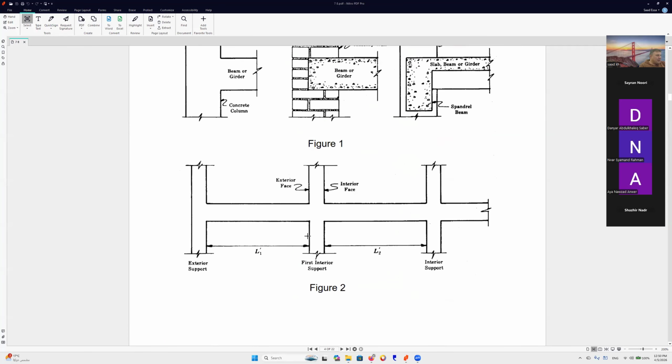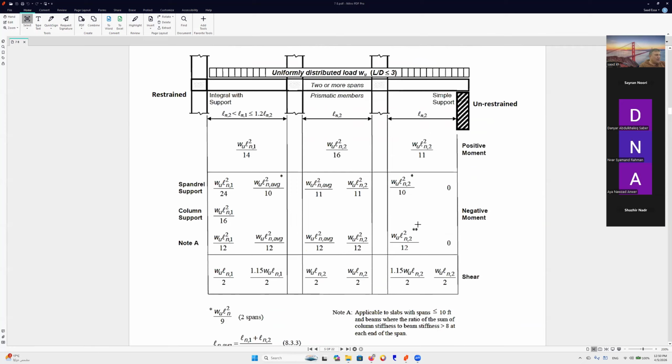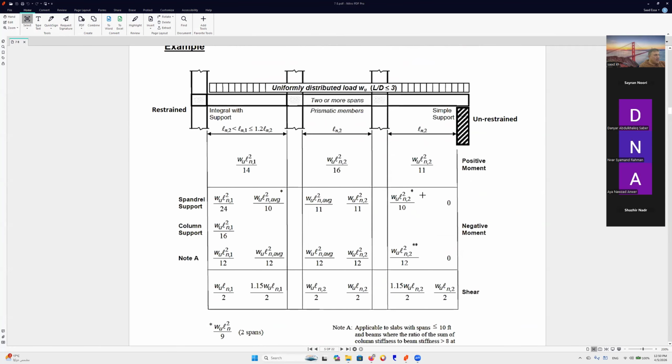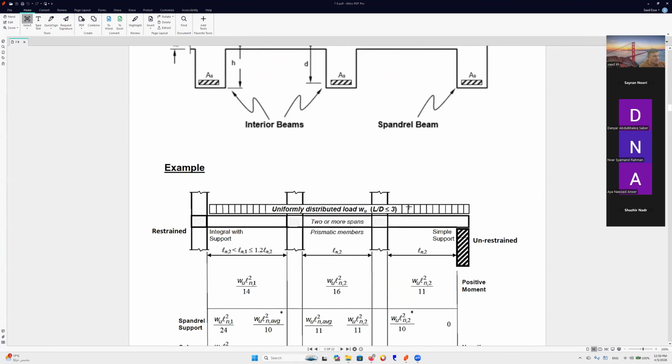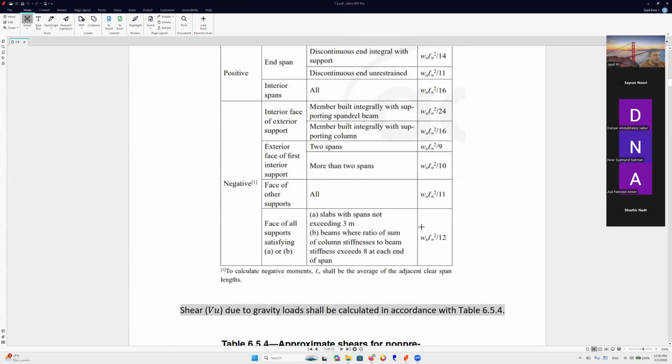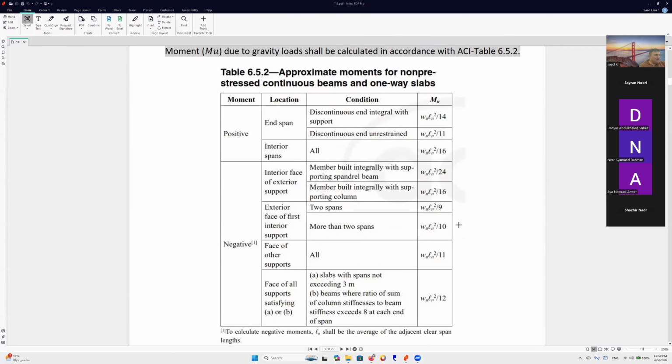Okay, so here we have unrestrained. So here we have, for example, the negative 1 over 10. In the exterior span, WL squared over 10. So this one, exterior face of first interior span. Exterior face, this is very important. Exterior face of first interior span. It is more than two spans. Yes, we have more than two spans, so we have WL squared over 10.